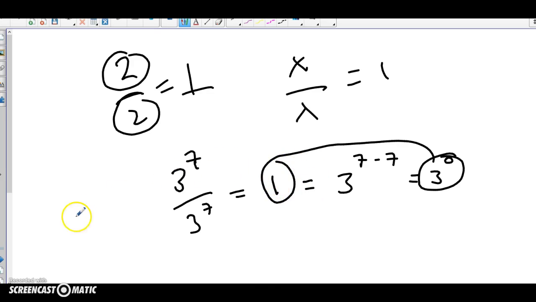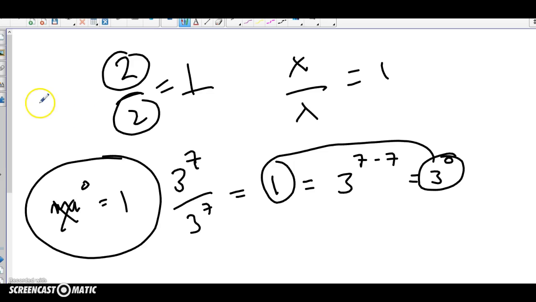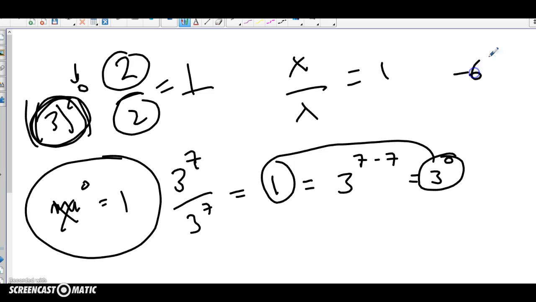So anything to the power of 0 is 1. X to the 0 is equal to 1. That's our rule. And that includes things like 3 squared: even if I put a 0 here as the exponent, anything to the power of 0 is equal to 1. Negative also, so negative 6 to the 0 is 1.